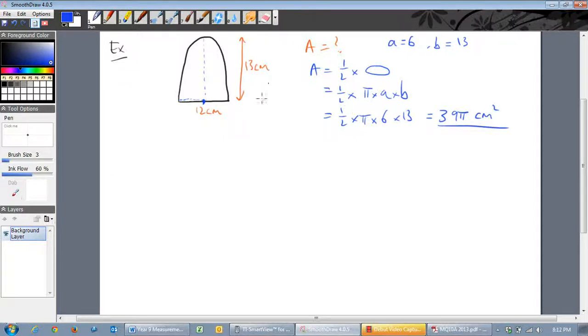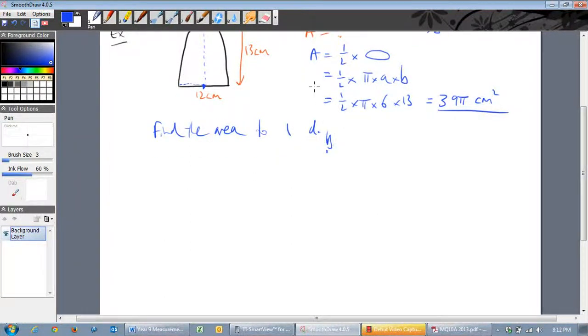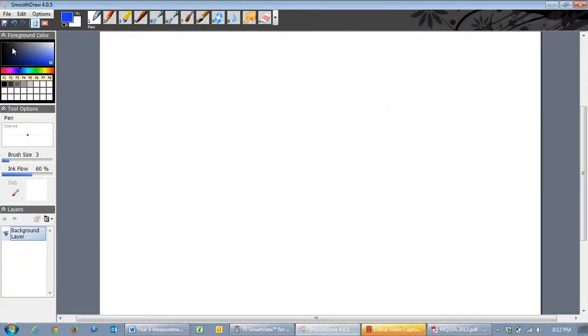Okay, fantastic. Now, if the question said something like find the area to 1 decimal place, then you would have to not leave it like that. You'd have to put that into your calculator and put your decimal in there. If it doesn't ask, put it as 39 pi centimeters squared. Too easy. Let's do a Heron's formula question.